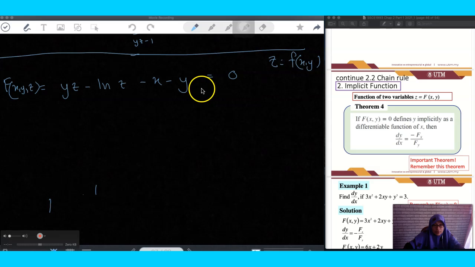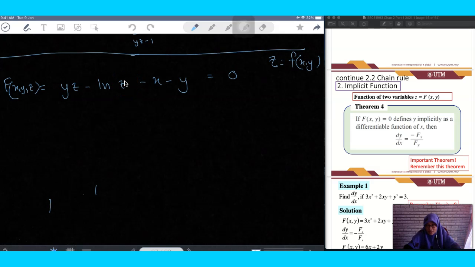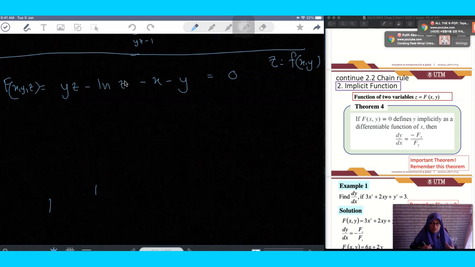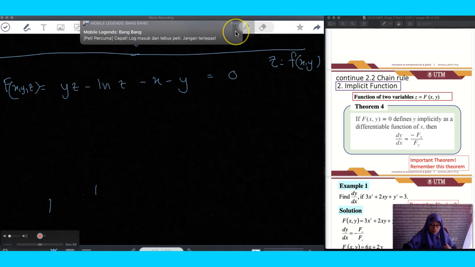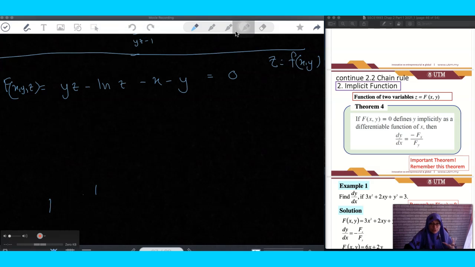Okay, so now x, y, and z, they are on the same level. 3 of them are independent variables. Okay, so this is our assumption. For you to apply this formula, you have to assume like that. So from a 2 variable function, now it's transformed into a 3 variable function, just for the sake of differentiation. Now you have to make sure that it is equal to 0.